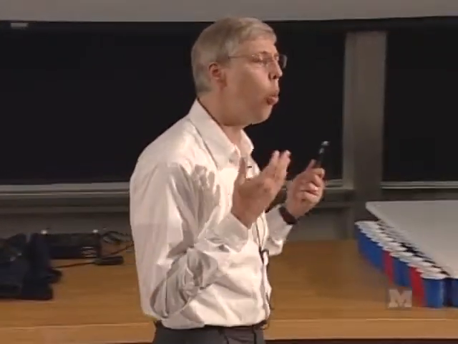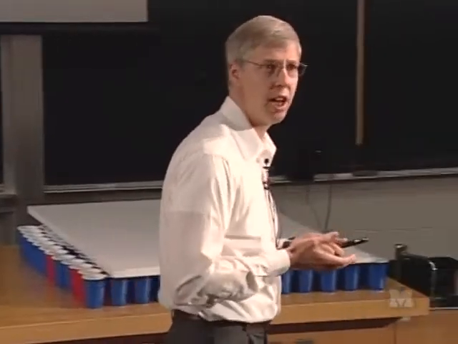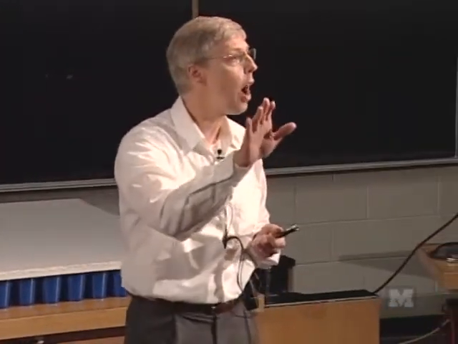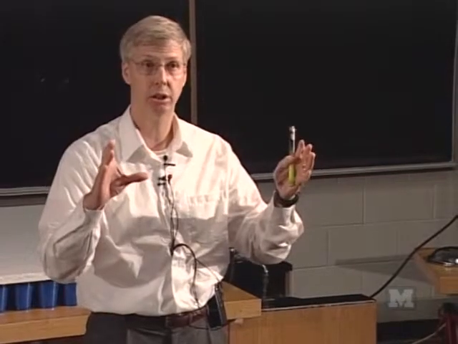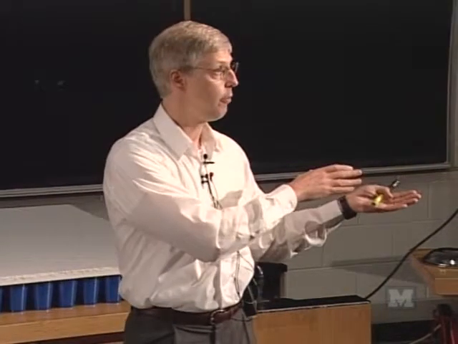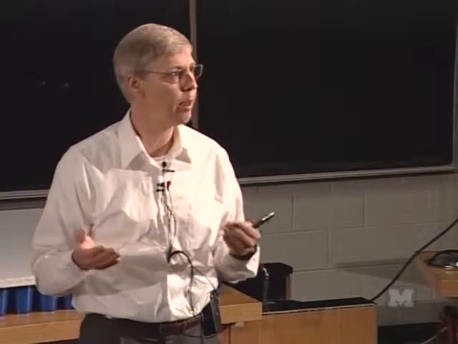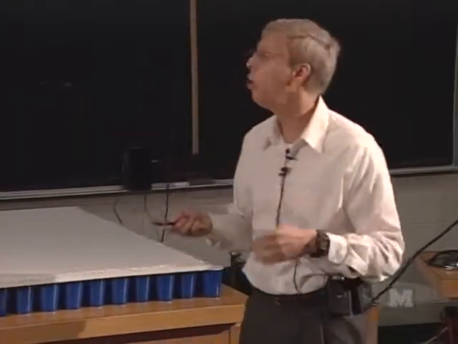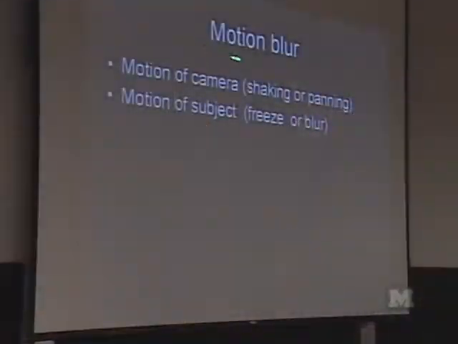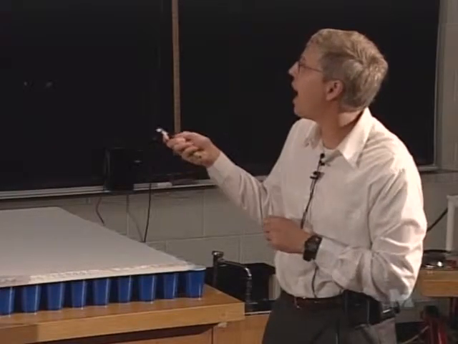Now, why would you want to change the shutter time? You already know why you might want to change the aperture. Have a small depth of field, have a large depth of field. But why would you want to change the length of time your shutter is open? Well, there are two large reasons. Motion blur. The first is motion of the camera.